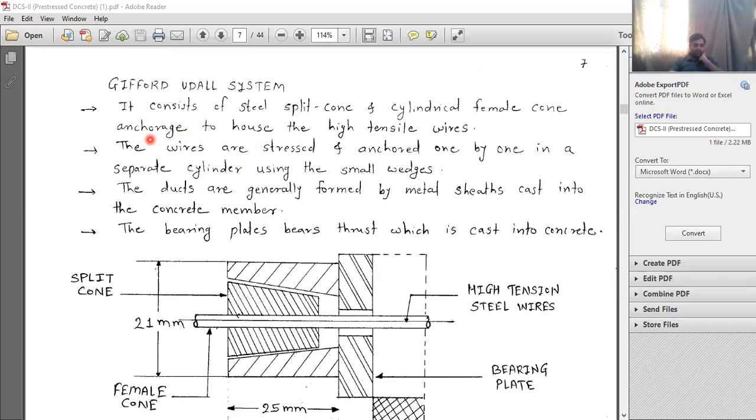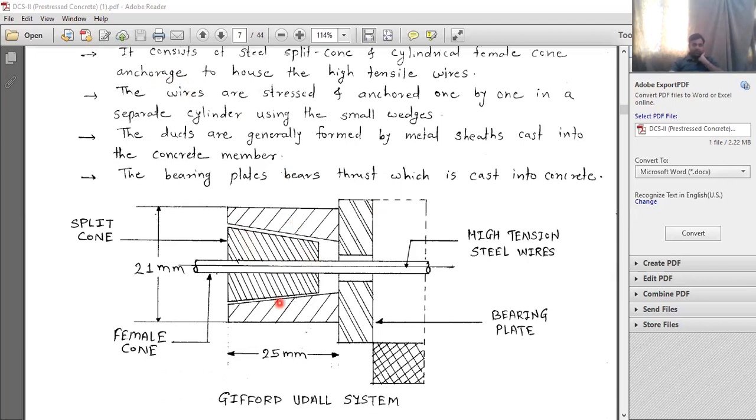So this is the Gifford-Udall system. You can see here the conical high tensile steel wires. These are the steel wires. This is called the split cone, and the inside cone is called the female cone. This dimension is 25 mm, and this dimension is 21 mm. These are the bearing plates. So this is the Gifford-Udall system.